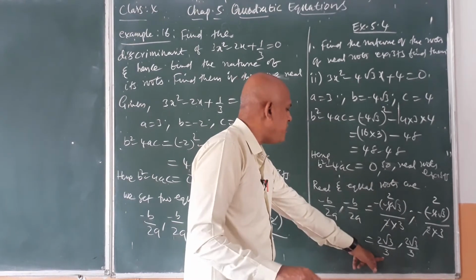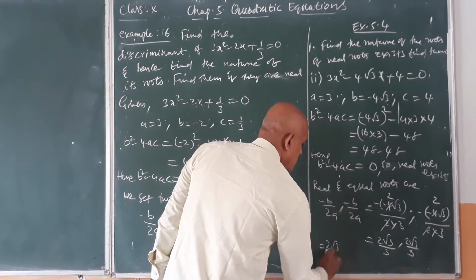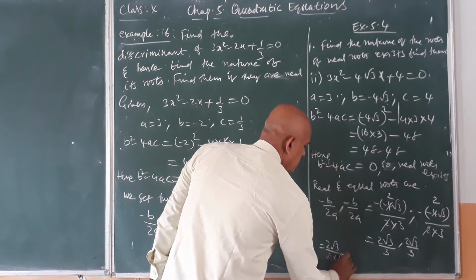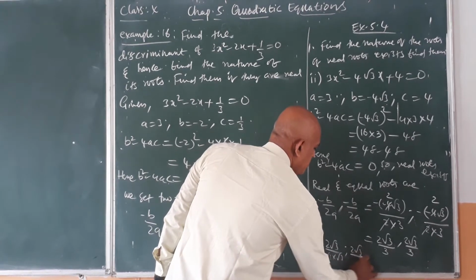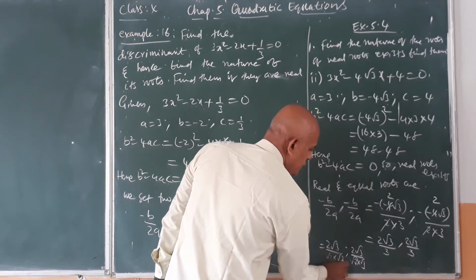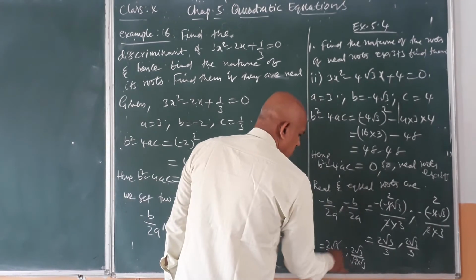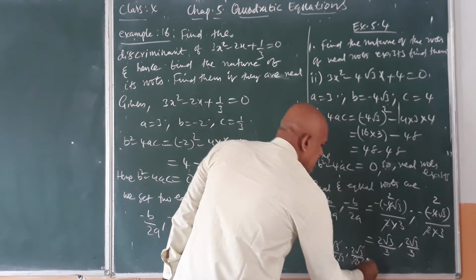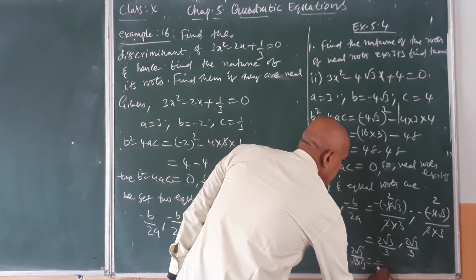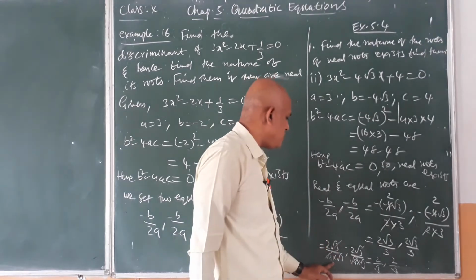Or if you want to simplify, 3 can be written as root 3 into root 3. Root 3 into root 3, root 9 is what? 3. Same here also. So 1 root 3, 1 root 3 gets cancelled. So what do you get here? 2 by root 3 comma 2 by root 3.